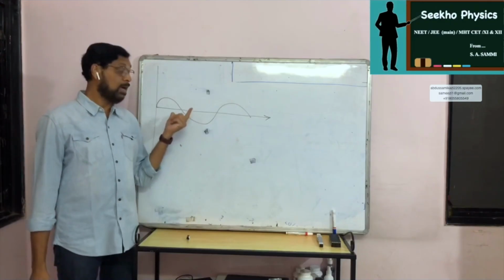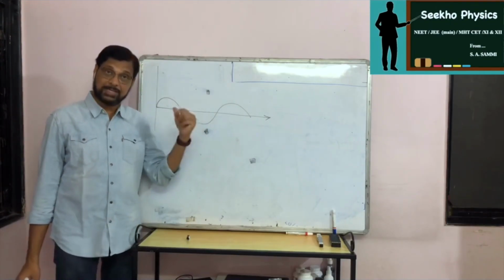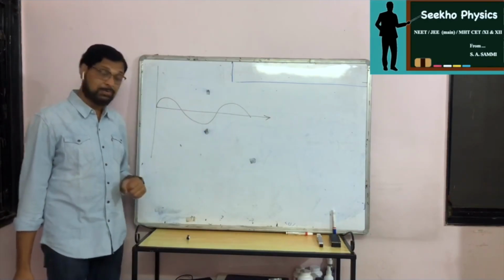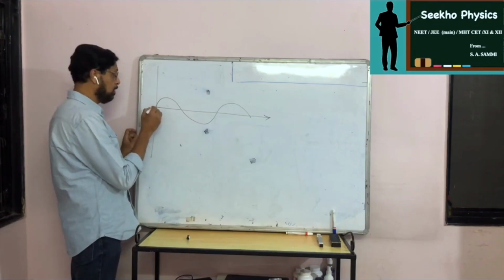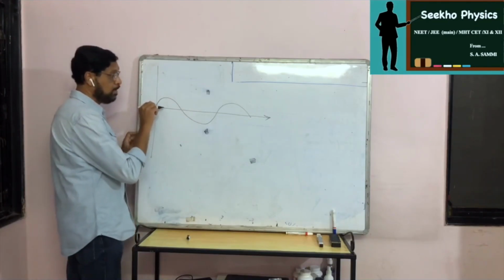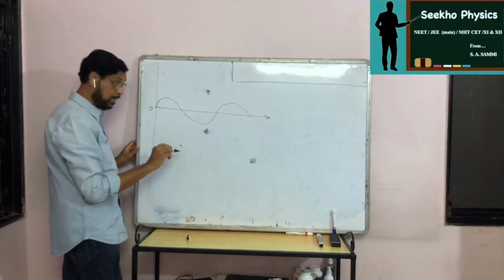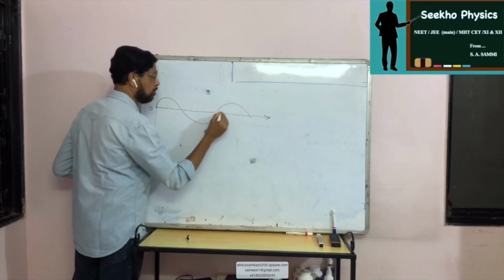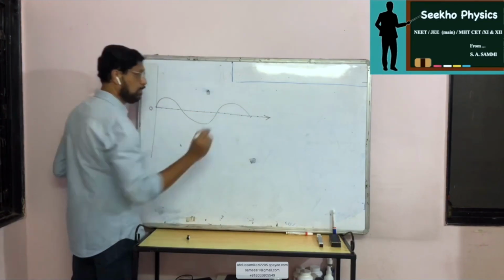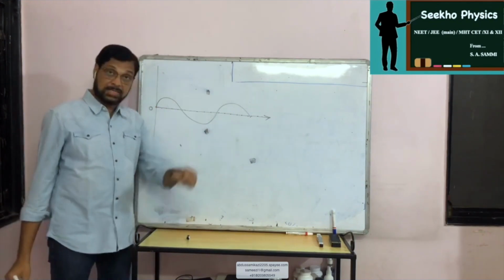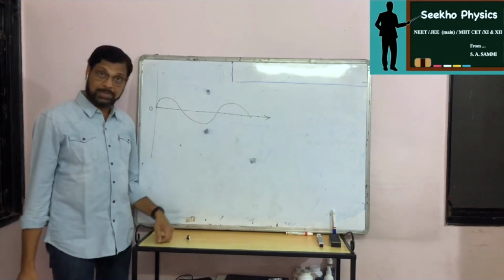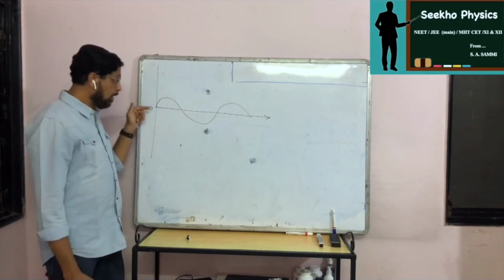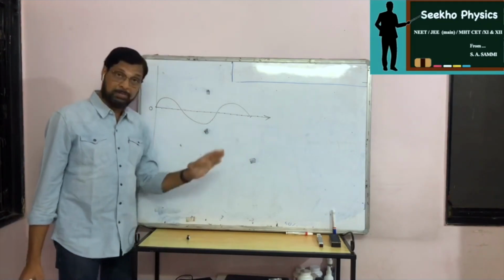So this is a simple harmonic progressive wave. This is the diagram of a simple harmonic progressive wave. This is the origin O, and the wave is traveling in this direction, isn't it? These are all the mean positions of the particles. The x-axis gives you the position of the particle.